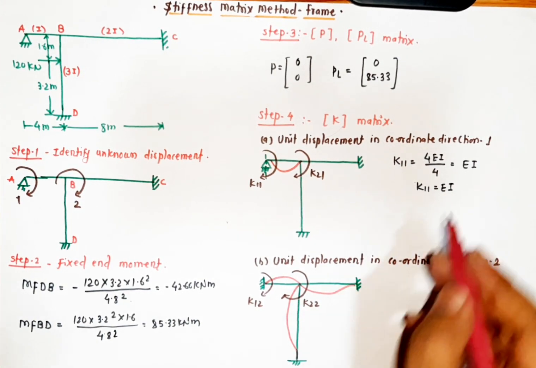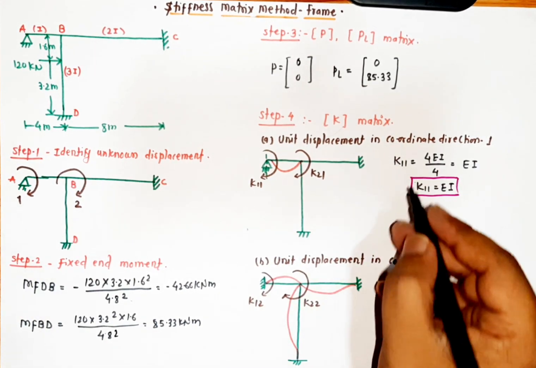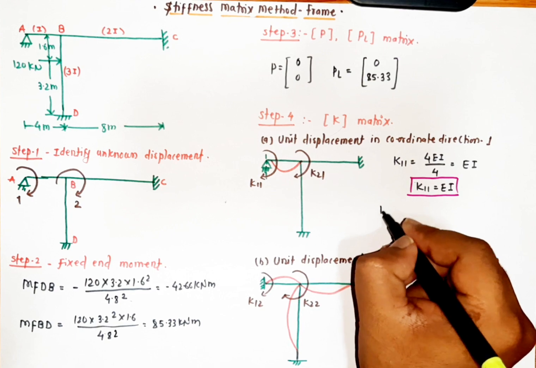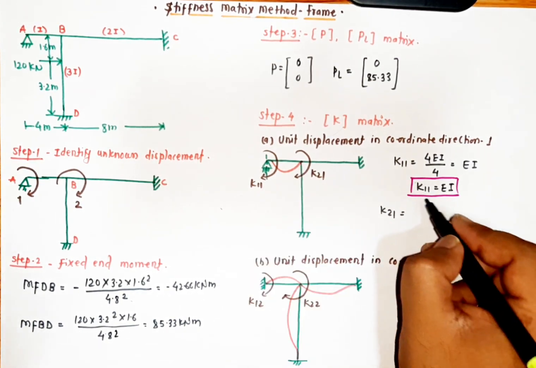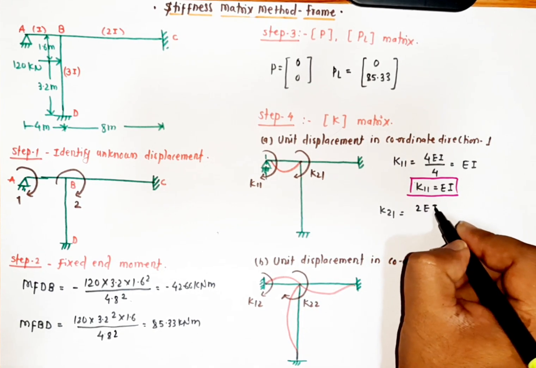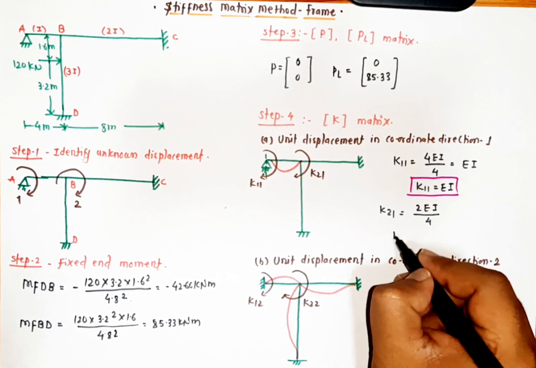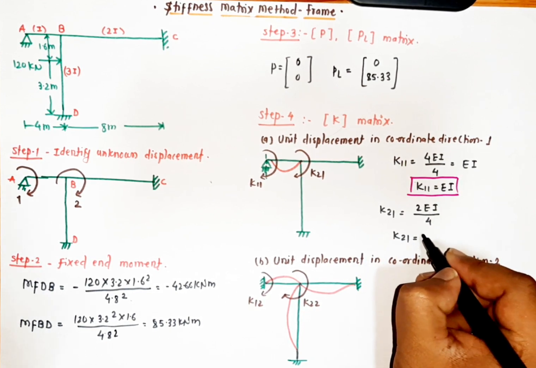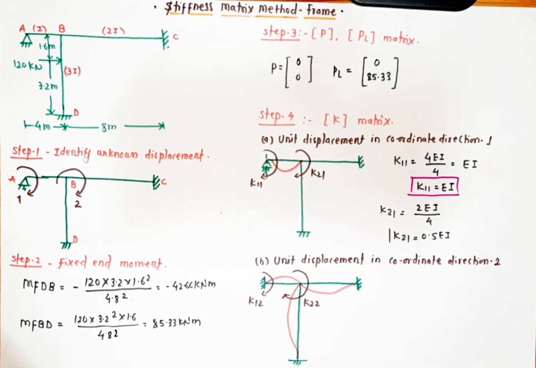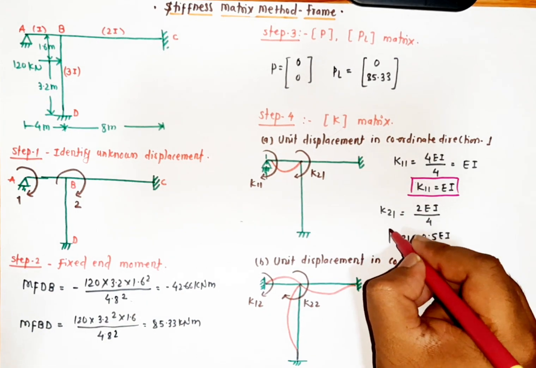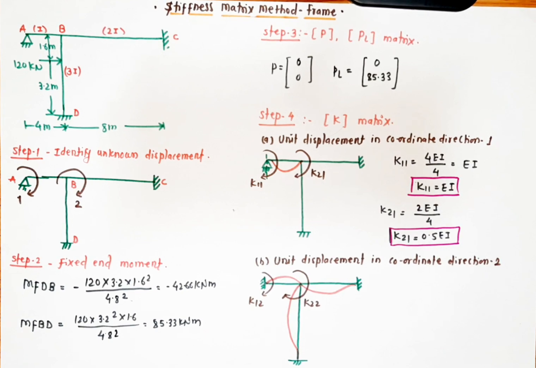Next, K21. K21 is equal to twice of EI divided by 4. So ultimately K21 is equal to 0.5 EI. When we calculate K21, we have already calculated K12, no need to calculate again.